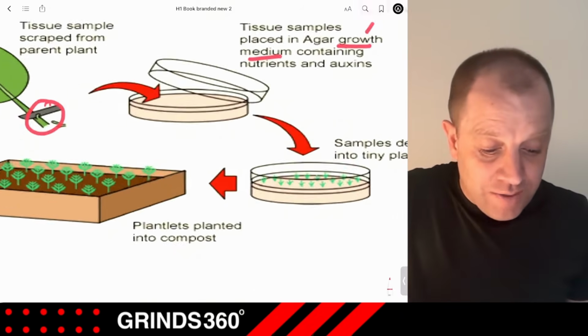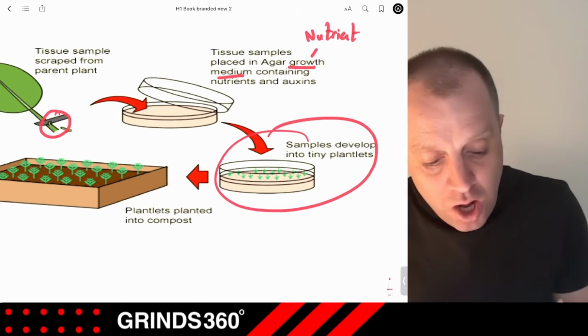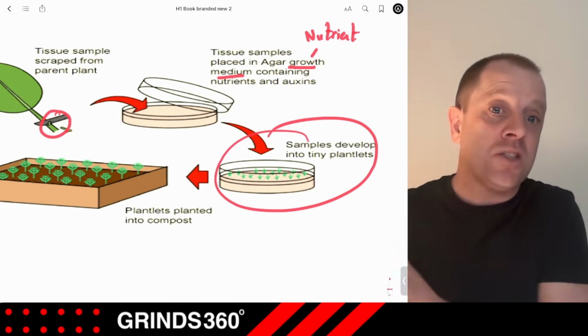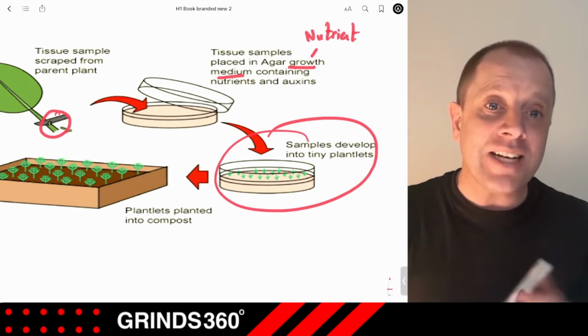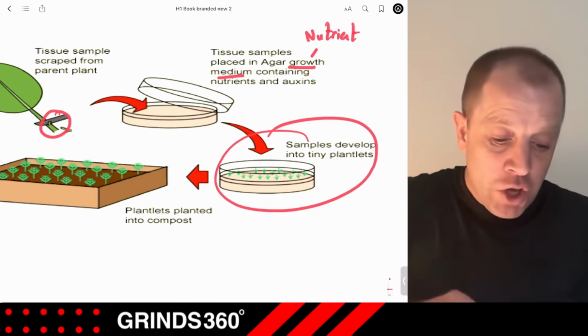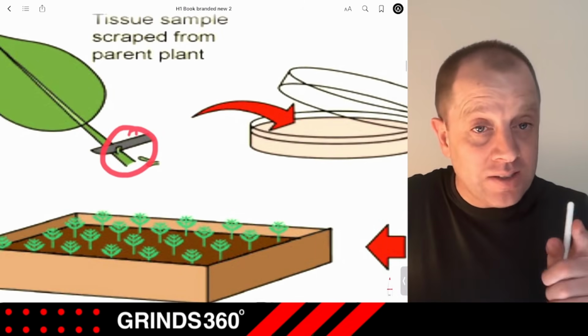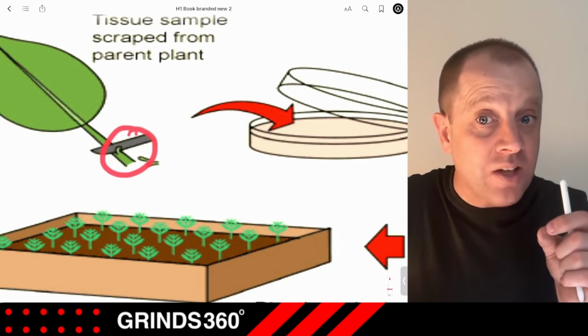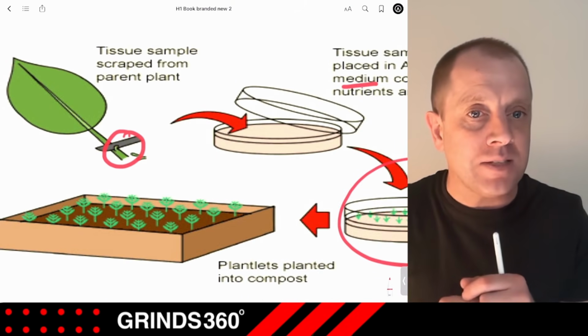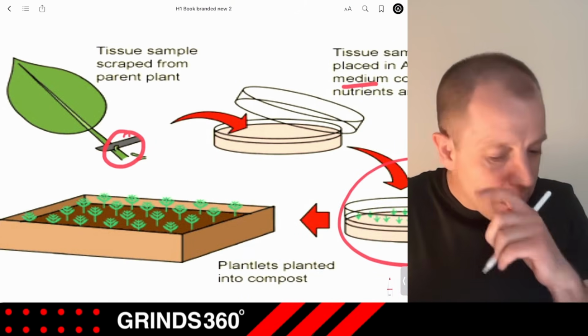And what you will have then is lots and lots of small little plants growing that are all identical to each other. Why are they all identical? Because all of these new plants grew from cells, not seeds, actual cells that came from one parent plant. Okay? So let's have a look at this.